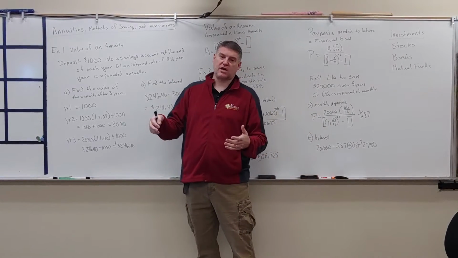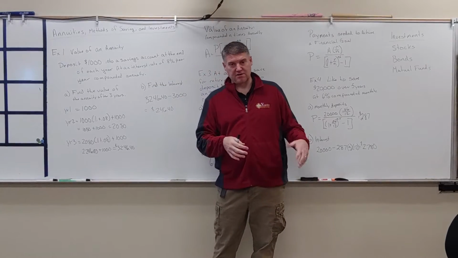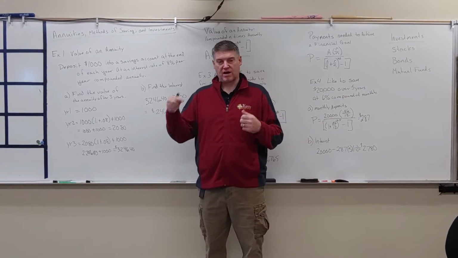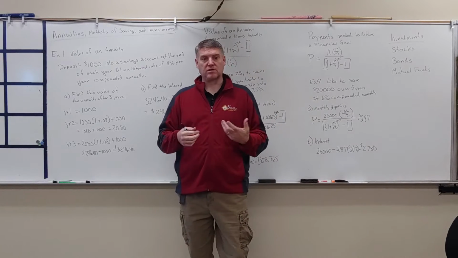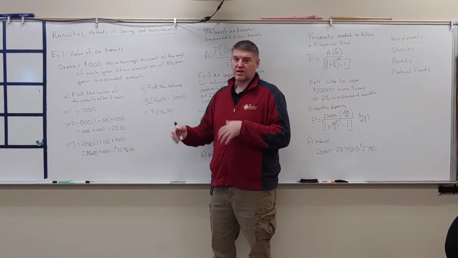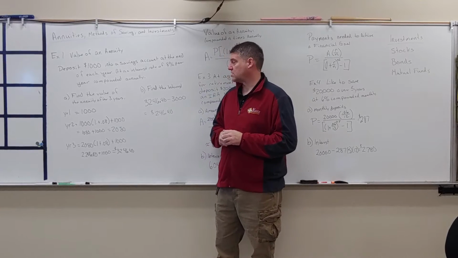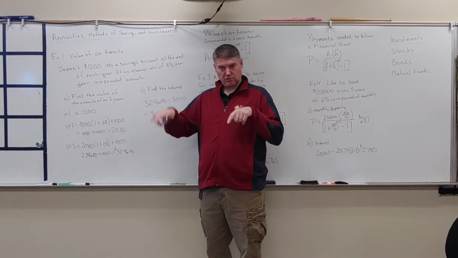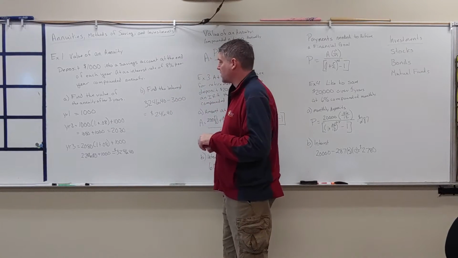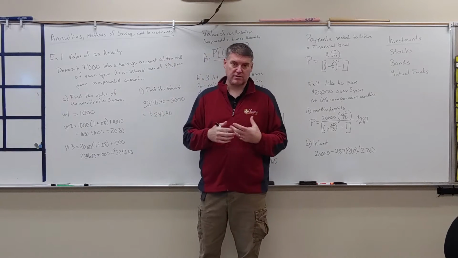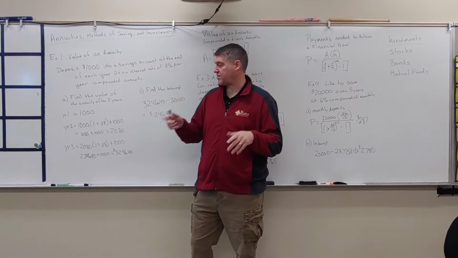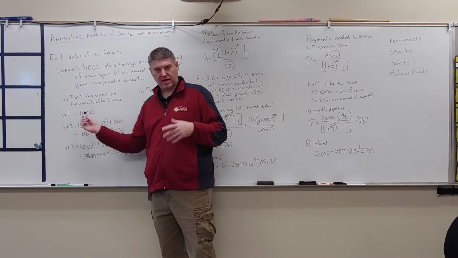You put in $1,000. At the end of the year, you get your 8%, so you'd have $1,000 plus $80, or $1,080. Okay, but that's after you have it. So you usually will deposit it. All right, so it says find the value of the annuity after 3 years. After the first year, you have $1,000 in your account.